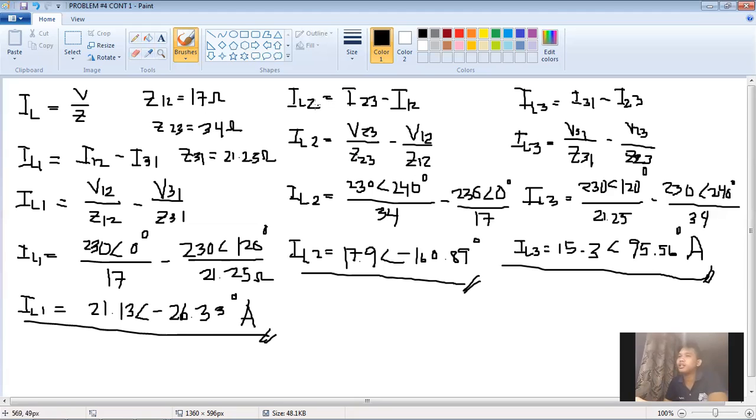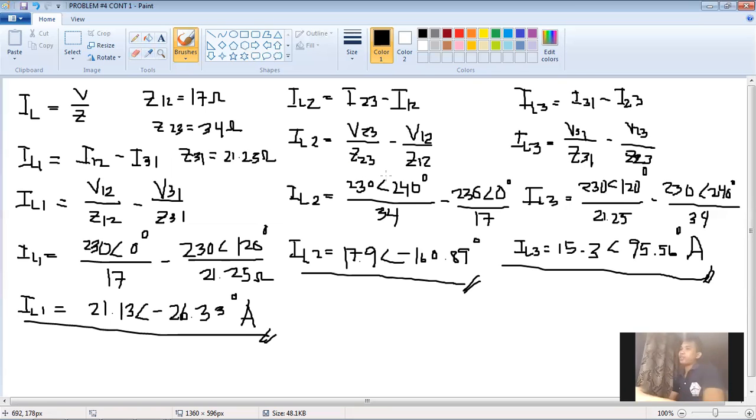But for our current in line 2, that will be I23 minus I12. So all 2's are in there, all 1's are there, all 3's are there. So for the current IL2, or line 2, it is voltage 23 divided by impedance of 23 minus voltage at 12 all over impedance 12. And then for the source voltage, there will be 230 volts, angle of 240 degrees, all over 34. So for our Z23, that will be 34.